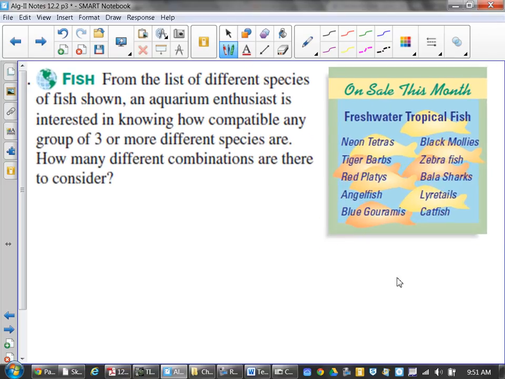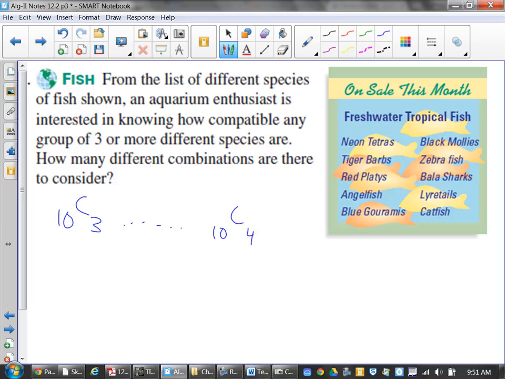From a list of different species of fish shown, an aquarium enthusiast is interested in knowing how compatible any group of 3 or more different species are. How many different combinations are there to consider? Well, how many fish are there? 10 of them. How many do we want to look at? 3 or more. 10 choose 3. 10 choose 4.